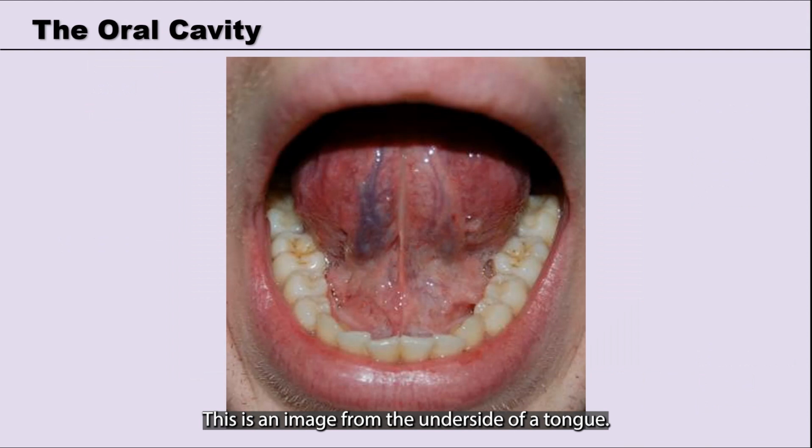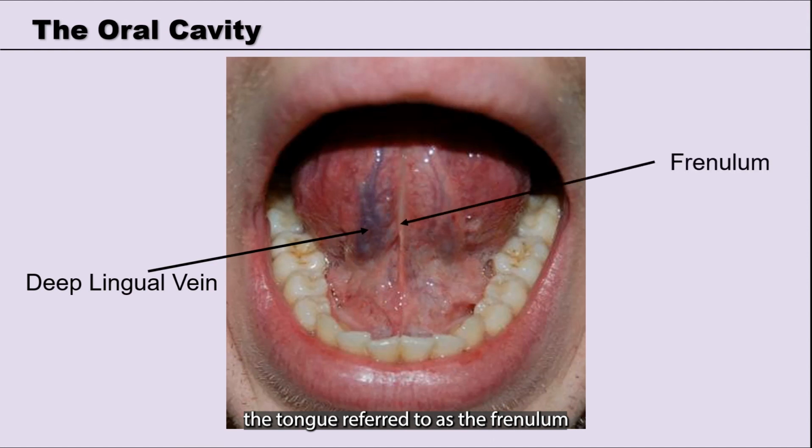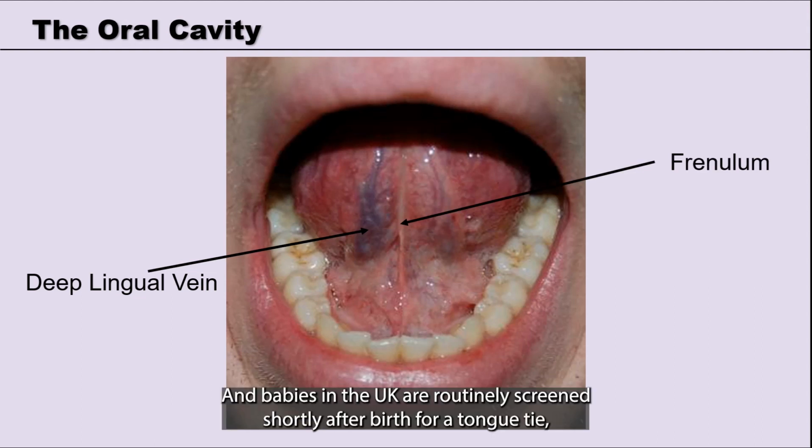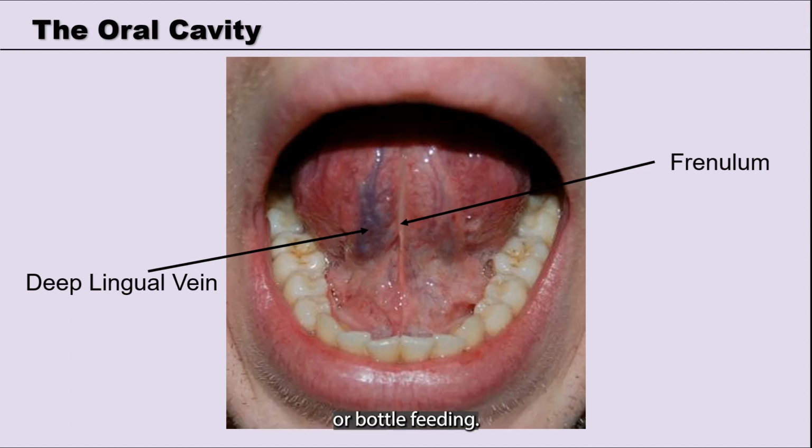This is an image from the underside of a tongue. We have the mandibular teeth, and the tongue, and the lips. It's likely you'll have seen this deep purple vein in your own mouths when looking in the mirror. This is the deep lingual vein. We also have a fold underneath the tongue, referred to as the frenulum. This, when excessively tight, is known as being tongue-tied, and babies in the UK are routinely screened shortly after birth for a tongue tie, as it can be difficult to roll the tongue for creating a vacuum for breast or bottle feeding.